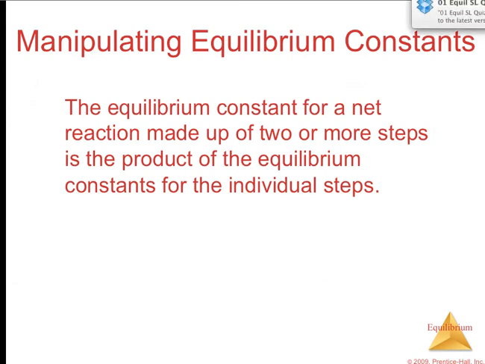Now the equilibrium constant for a net reaction made up of 2 or more steps is the product of the equilibrium constants for the individual steps.